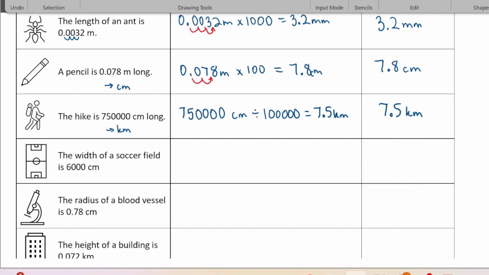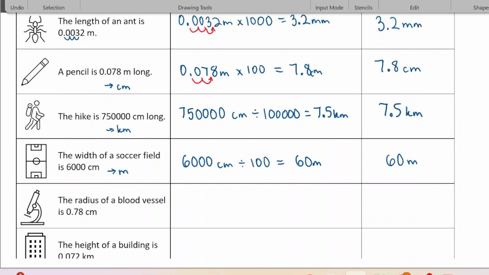The width of a soccer field, we would never measure that in centimeters. We would probably measure that in meters. So remember, there's 100 centimeters in a meter, so we're going to divide by 100. So if you're going to larger units, you're going to divide. So that's going to be 60 meters. The soccer field is 60 meters long. That makes a lot more sense.